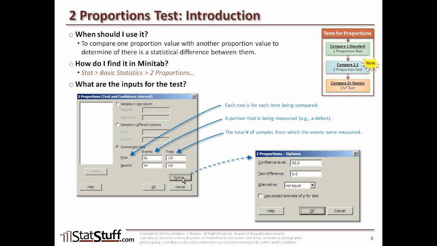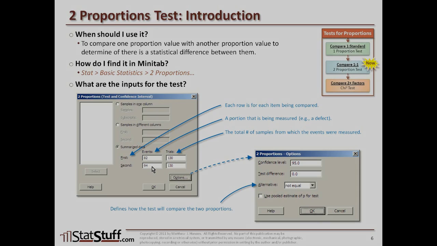And you can have this Options button that's selected as well. By clicking on that, this is where you can define the confidence level, and you can also select the alternative, in the sense of defining how the test is going to compare the 2 different proportions. So when you click OK and run these, it will give you the p-value of whether the level of risk of determining whether there is a statistical difference between these compared values.